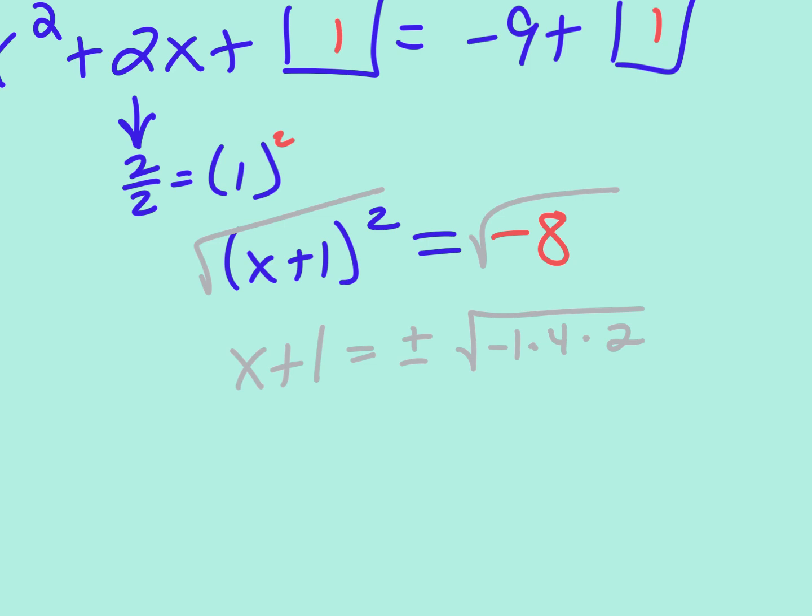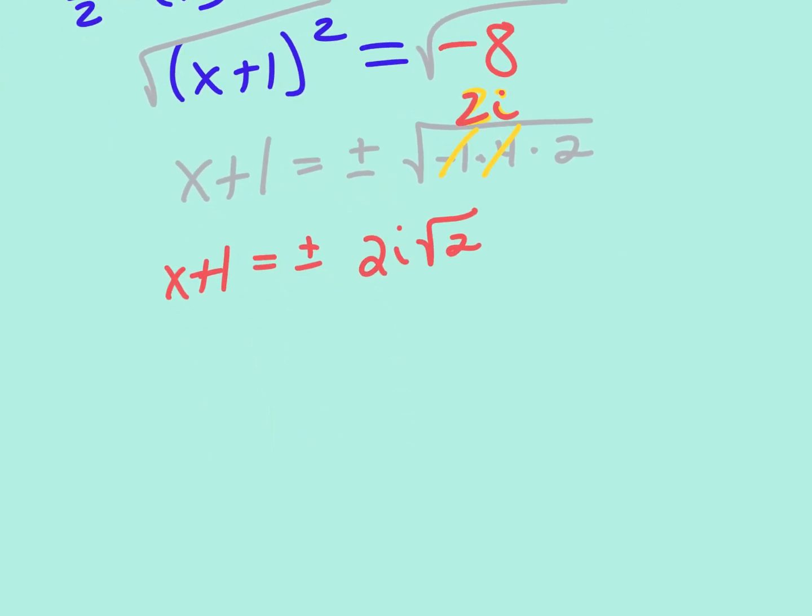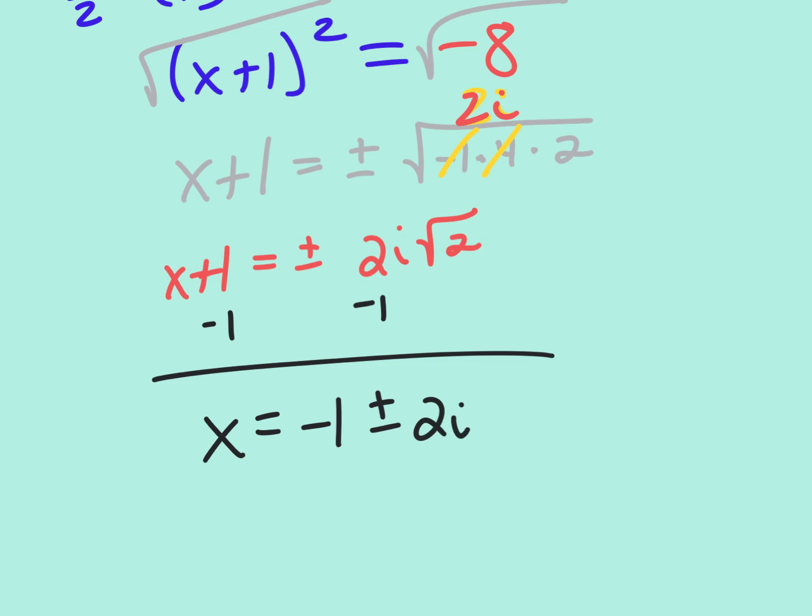What can I take out? 2 and an i. Good. Take out 2i. So I have x plus 1 equals plus or minus 2i square root of 2. And then what's your last step? We're going to subtract 1. Perfect. So x equals negative 1 plus or minus 2i square root of 2.